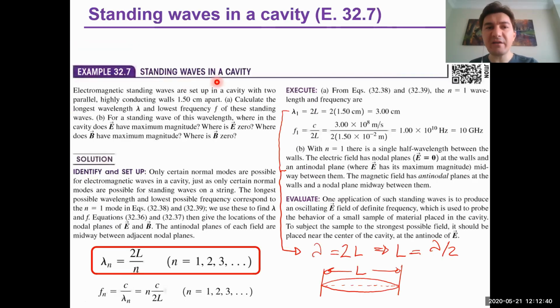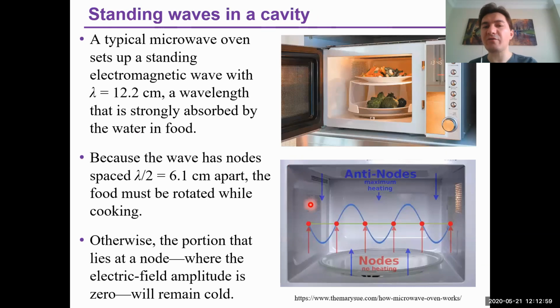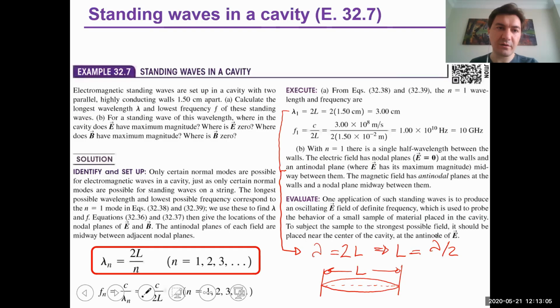Standing waves in a cavity, another example. This is example 32.7. Electromagnetic standing waves are set up in a cavity with two parallel highly conducting walls 1.5 centimeter apart. It is like microwave ovens, okay? But now we have a much smaller cavity within the question. The distance between the conducting walls is 1.5 centimeter. So the question: calculate the longest wavelength lambda and lowest frequency of these standing waves.